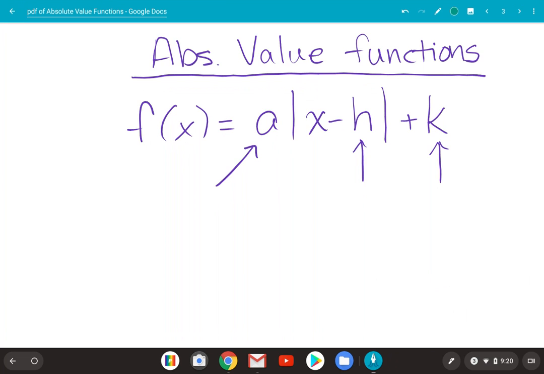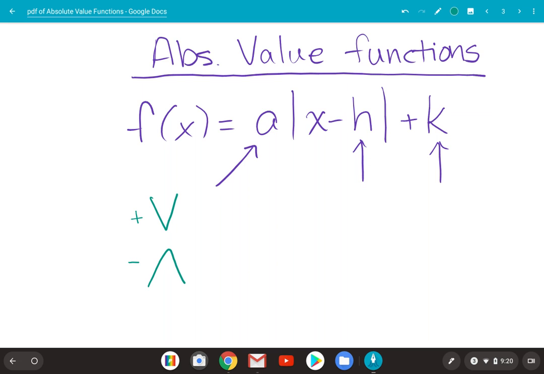So here's your absolute value equation: f of x equals a times the absolute value of x minus h, plus k. Now the a is going to tell you if you are going to be opening up. It has to be an absolute value. And if it's a positive number, it's going to go up. If it's negative, it's going to go down.